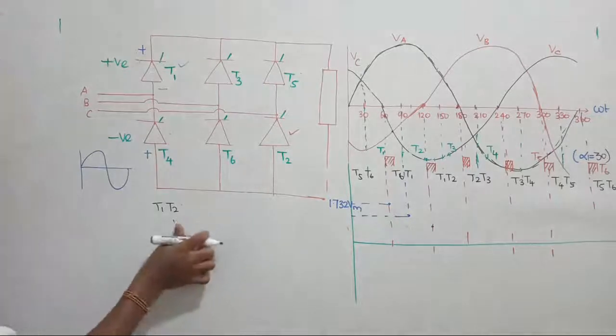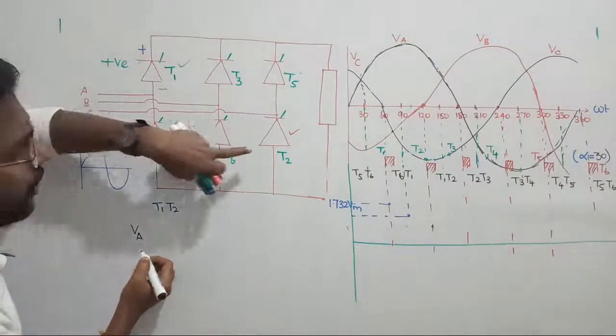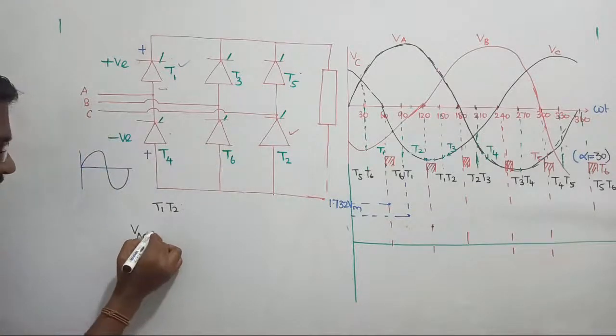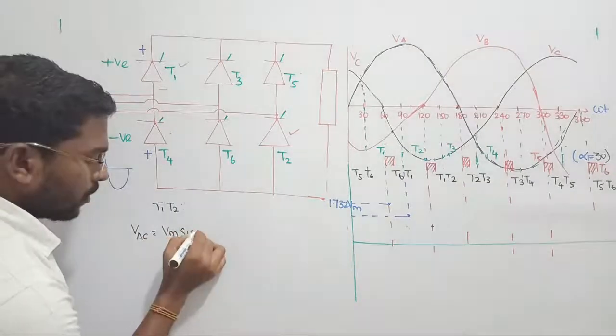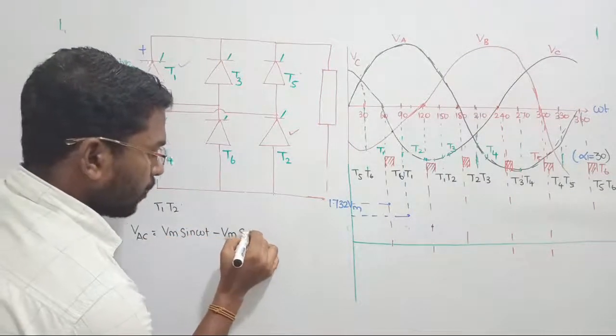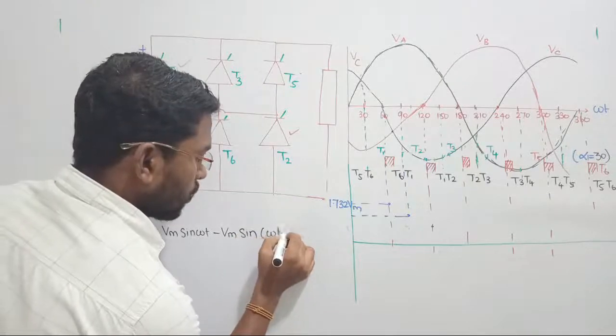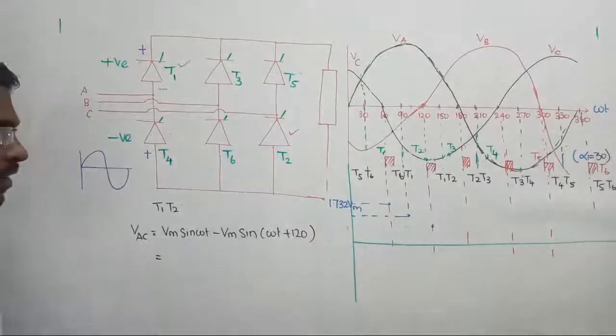Can we move it a little? There is no space. VA. Look where T2 is. T2 is VC. That is VAC. So what will the answer be? That can be written as VM sin omega t minus VM sin omega t plus 120 degree. Clear? Exactly.